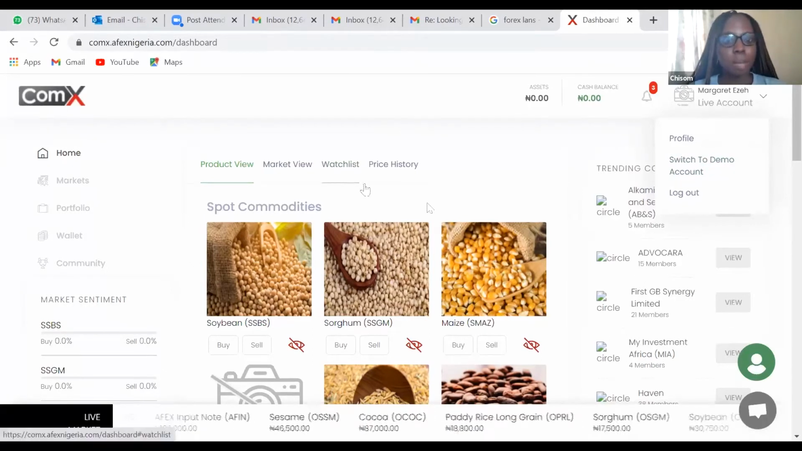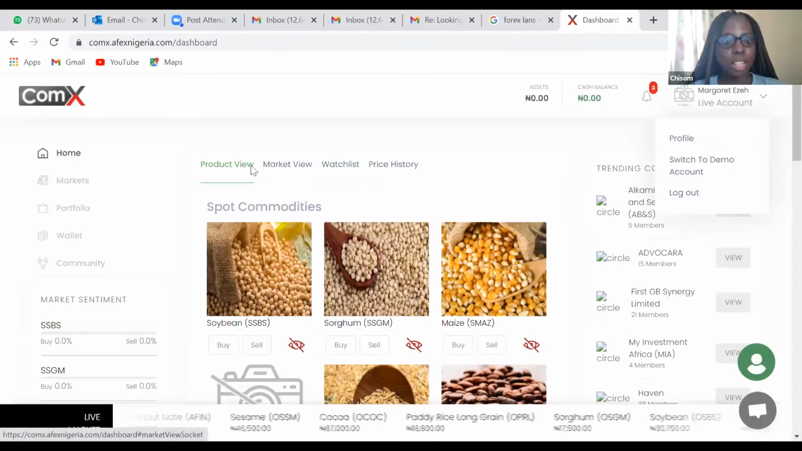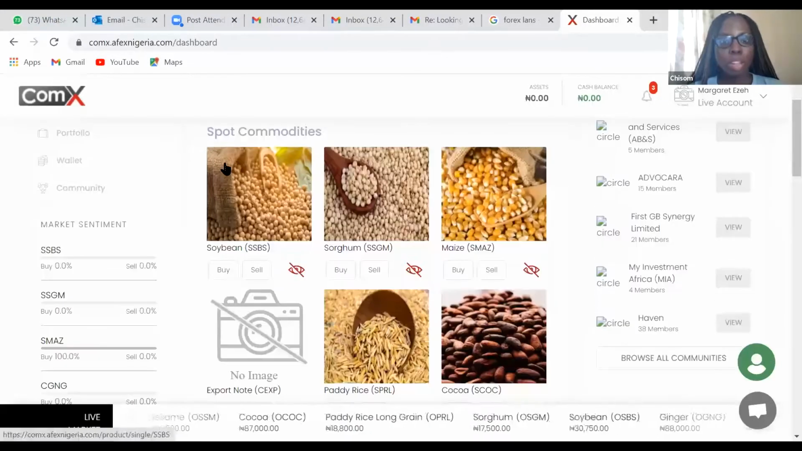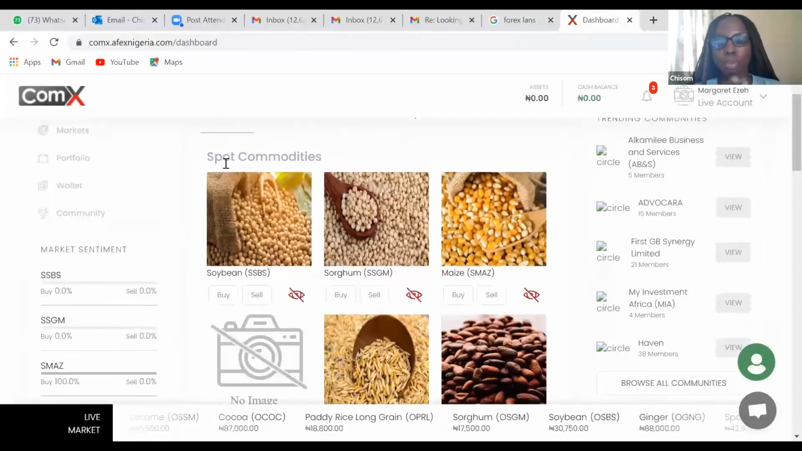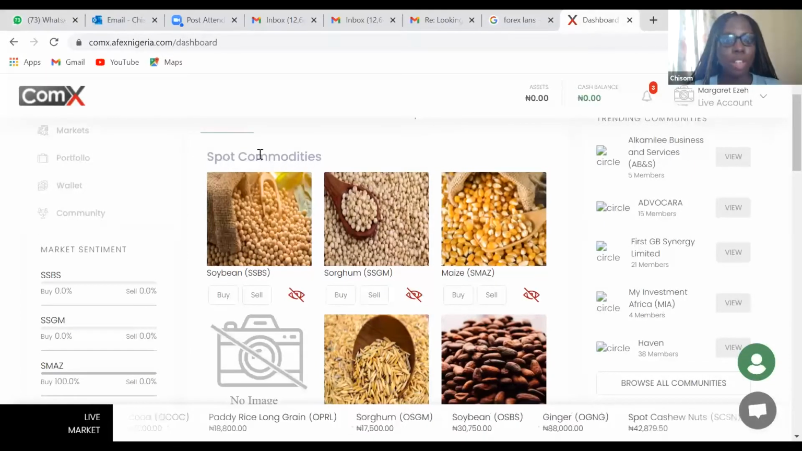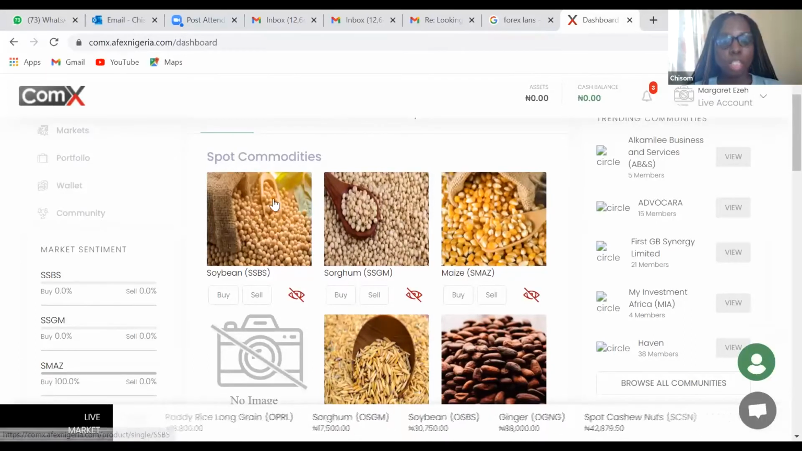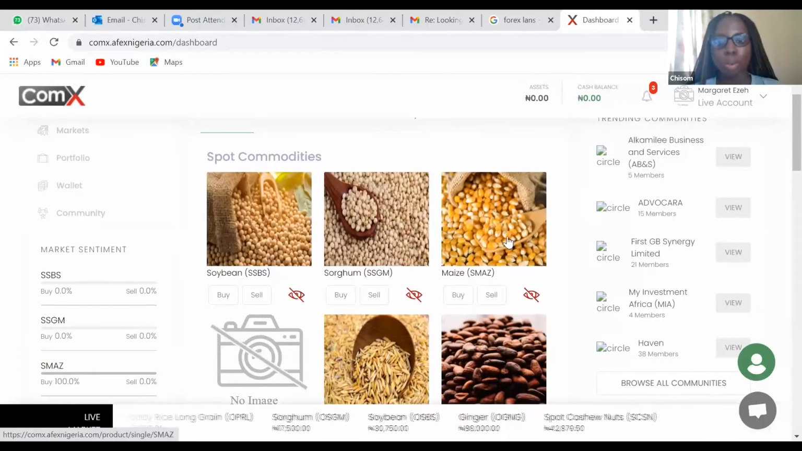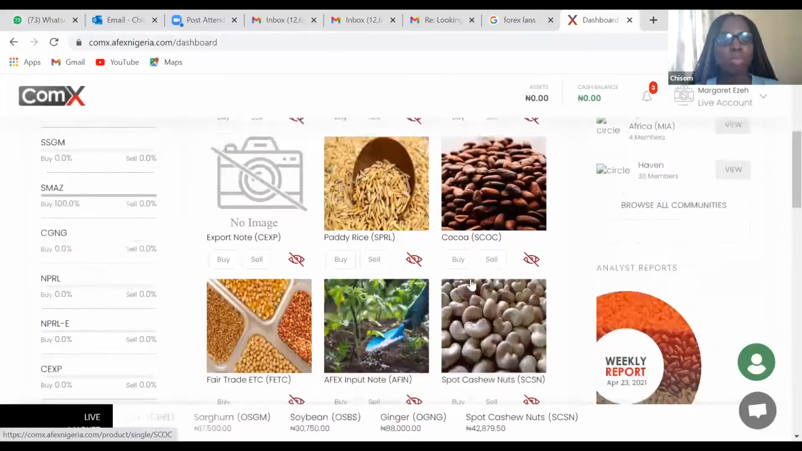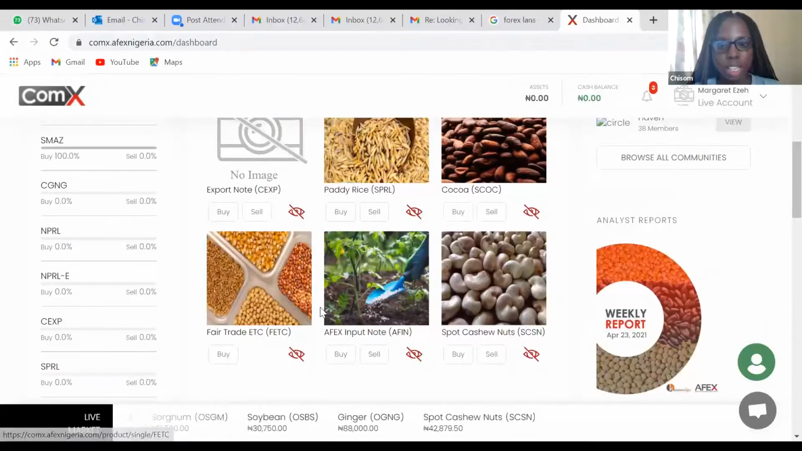So this is the landing page, like I said, and the first thing we can see here is the product view. And in summary, what that means is just the list of the products we have currently on the ComX platform. As you can see here, these are our spot commodities: soybean, sorghum, maize, paddy rice, cocoa, fair trade, etc., spot cashew, and FX input notes.